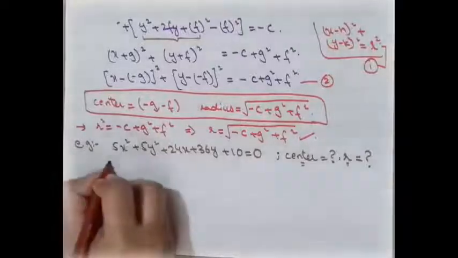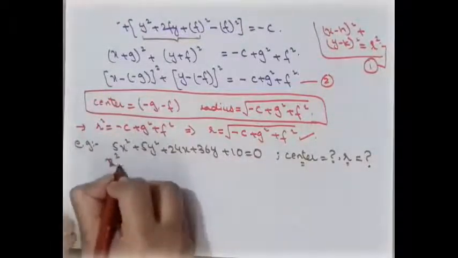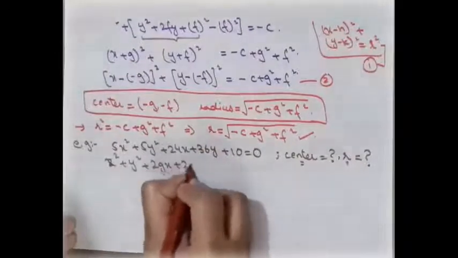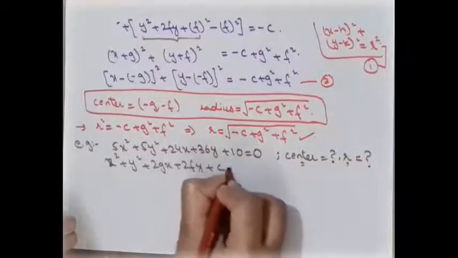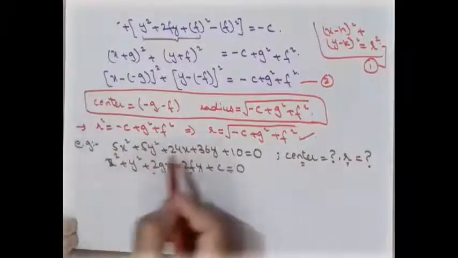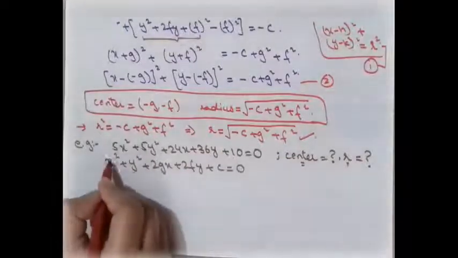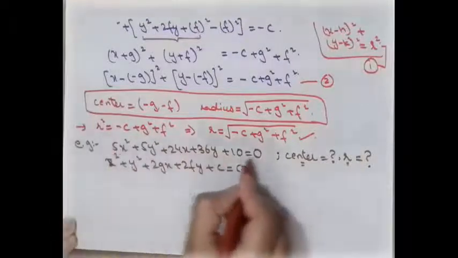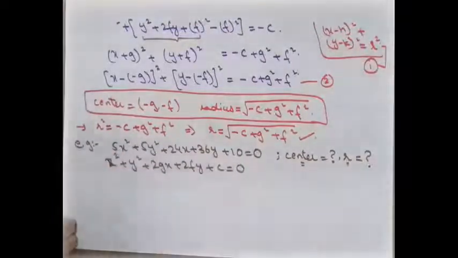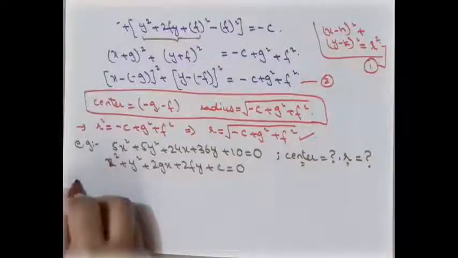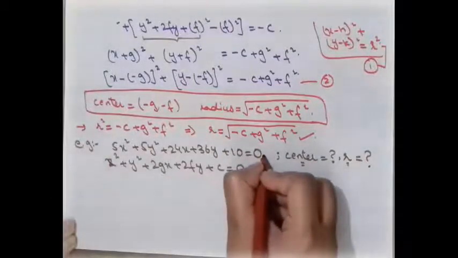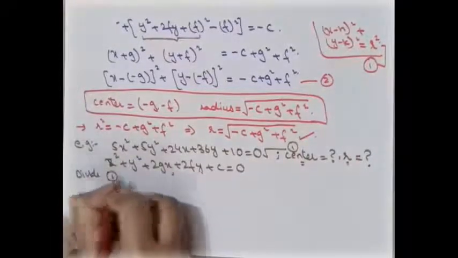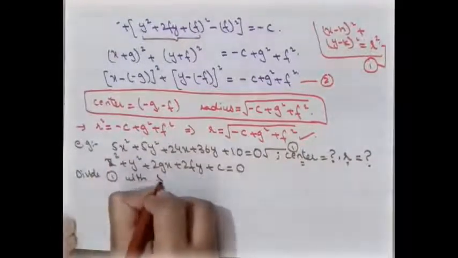First of all, the general form of equation is x square plus y square plus 2gx plus 2fy plus c equals 0. So here we compute it. Here you see that the coefficient of x square and y square is 1. So divide this whole equation by 5. If we suppose this is the first equation, divide the first equation by 5.